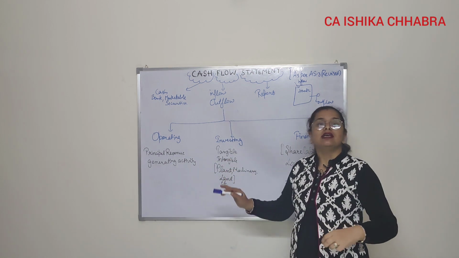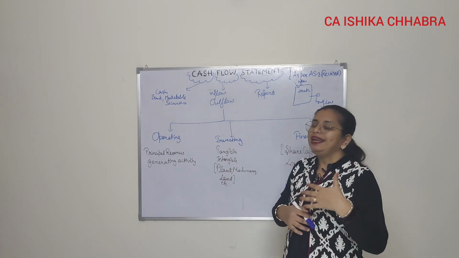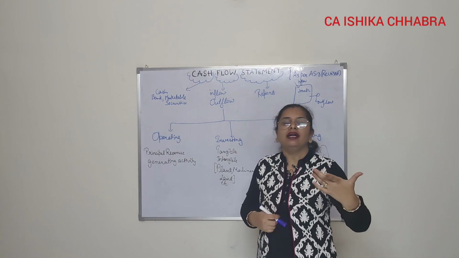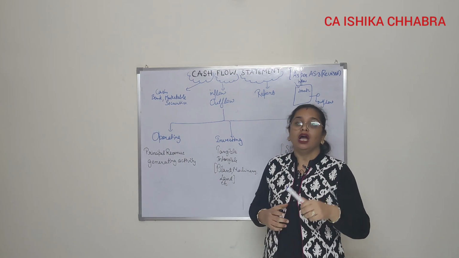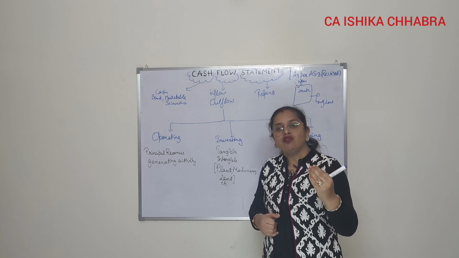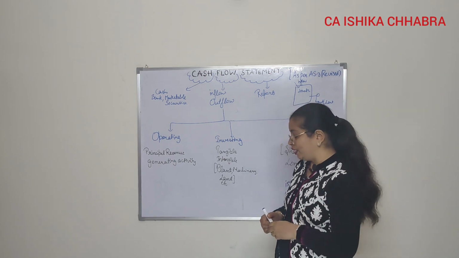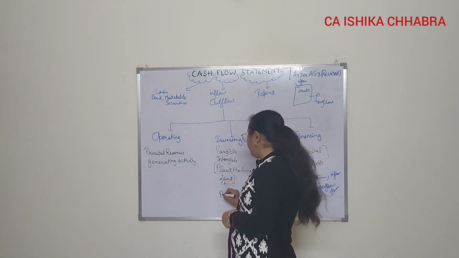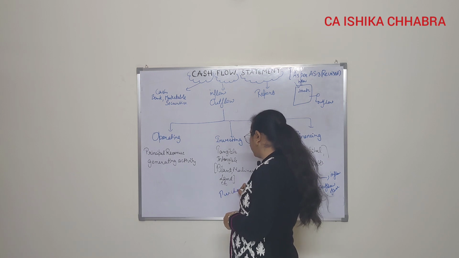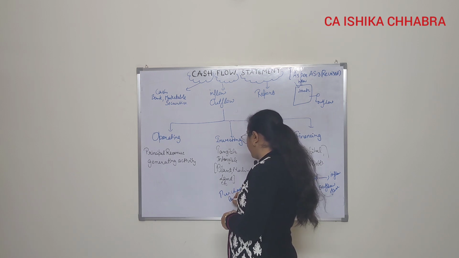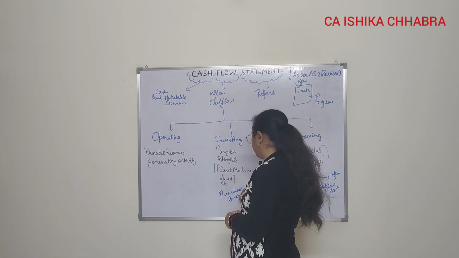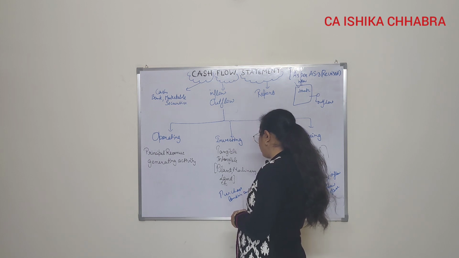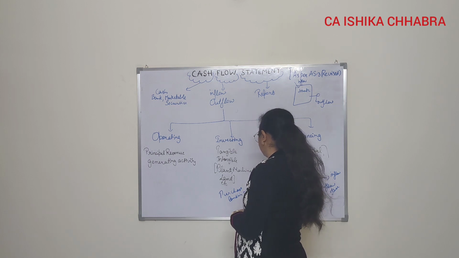that will be our investing activity. In case we sell that plant or land, that will be our inflow, and in case we purchase it, that is our outflow. You can understand, if we purchase land, land is coming in and cash goes out. If cash goes out, that is an outflow.